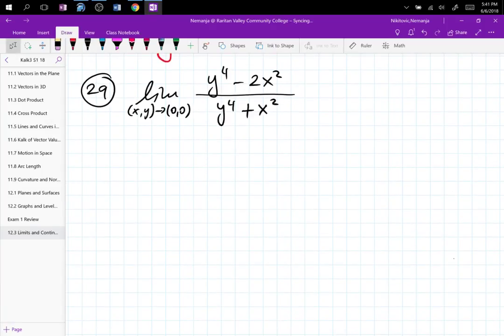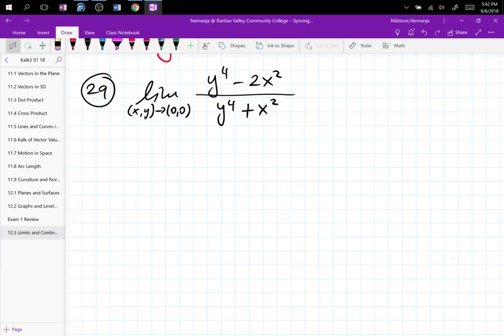As it always goes, step number 0 is plug in. Plug in 0, 0, and if you get 0 in denominator, then we have to explore other things. We are getting 0 in denominator, right? So we have to explore other options.